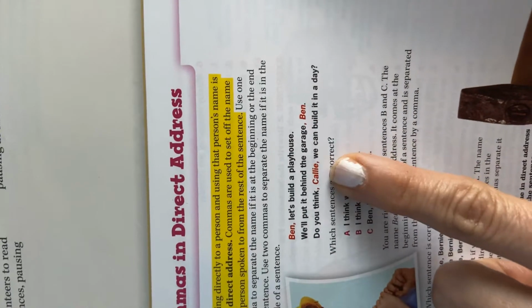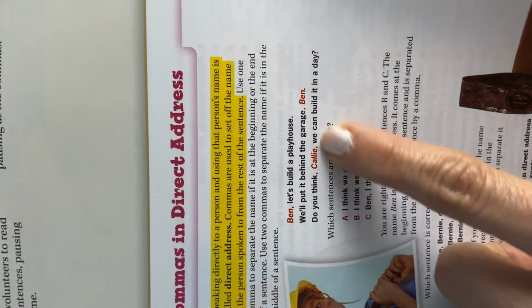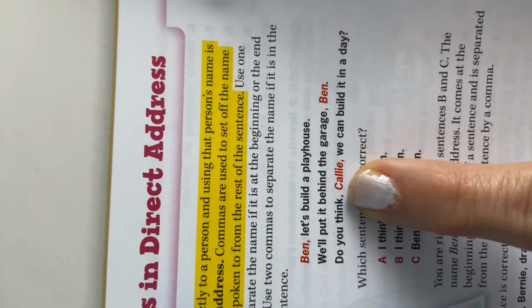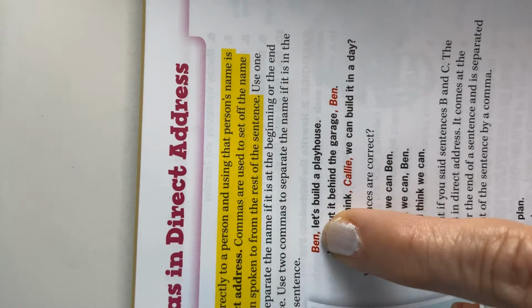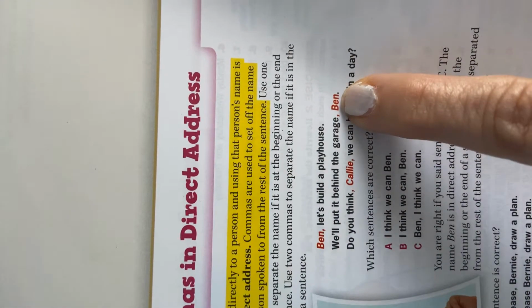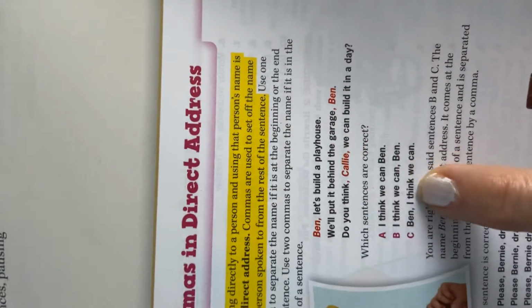But when you have it in the middle of the sentence, like this one, "Do you think, Callie, we can build it in a day?" Callie is the person, and they've got a comma before and after her name. So when it's the beginning of the sentence, the comma is after the name. When it's at the end of the sentence, the comma is before the name. And when it's in the middle, you've got it on both sides.